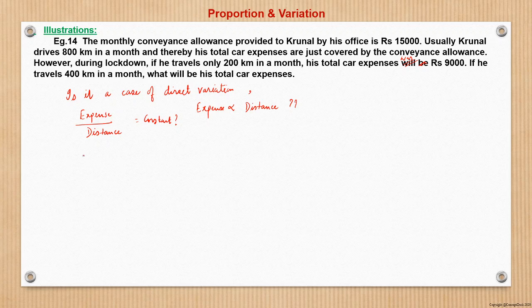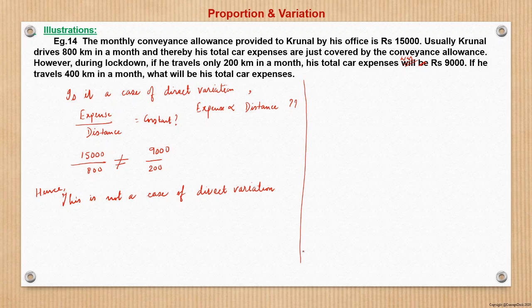Let us see. In the first case, the expense is 15,000 rupees for 800 kilometers. However, in the second case, it is 200 kilometers and the expense is 9,000 rupees. So are the two ratios the same? No. So this is not a case of direct variation, right?